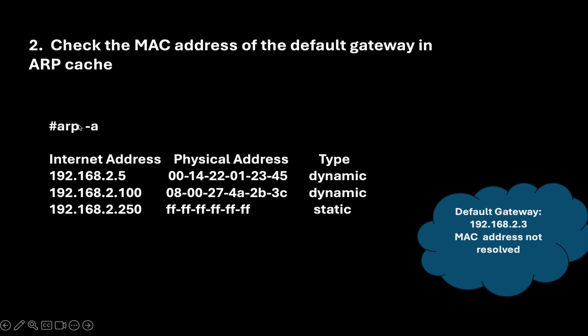Let's execute the command arp -a. Our default gateway is 192.168.2.3. It is not there in our cache. So now it has to be resolved. So that's where ARP comes into the picture.